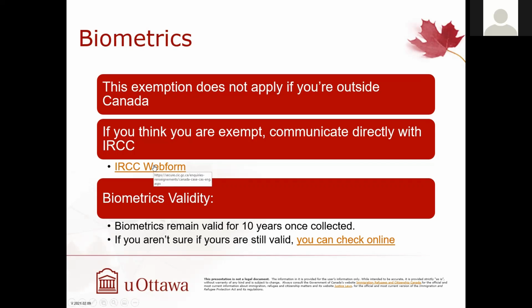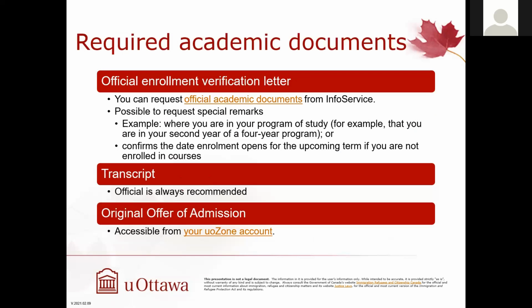But basically, once you provide biometrics, which is your fingerprints, a photo, and eye scan, they remain valid for 10 years. So if you think you've provided them in the past and you're not sure if they're still valid, there's a tool available online that allows you to check. But otherwise, if you've never provided biometrics before, you will need to give them when you're applying from outside Canada. Otherwise, inside Canada right now, you're exempt because of COVID. Okay, so that is biometrics.